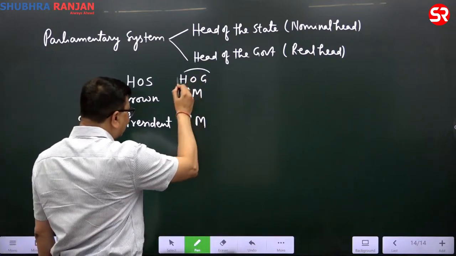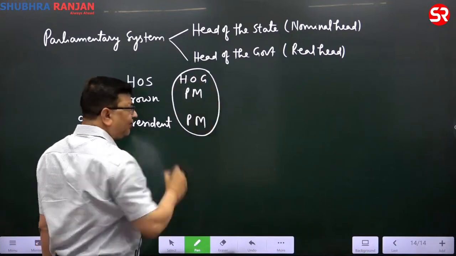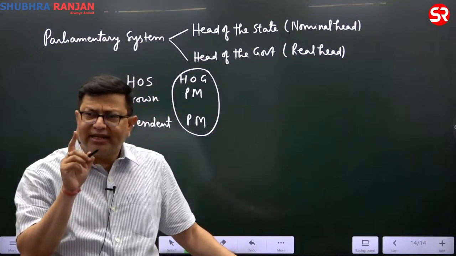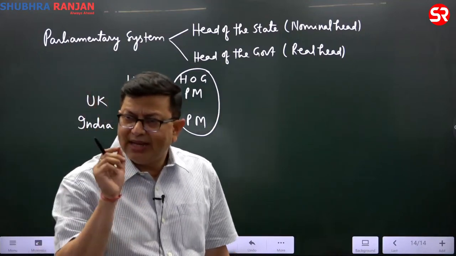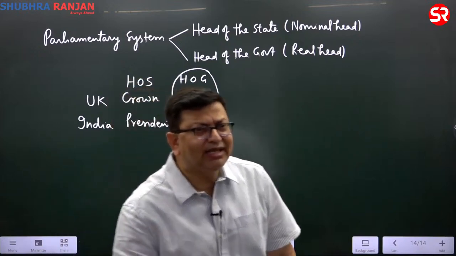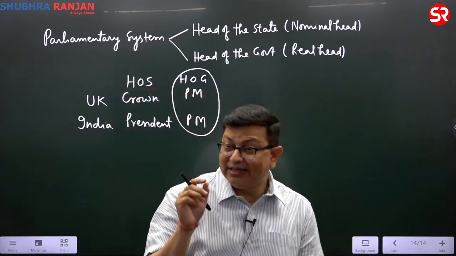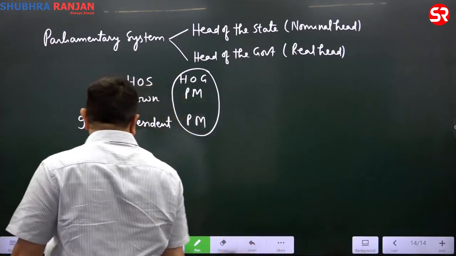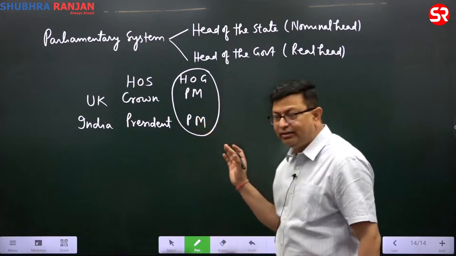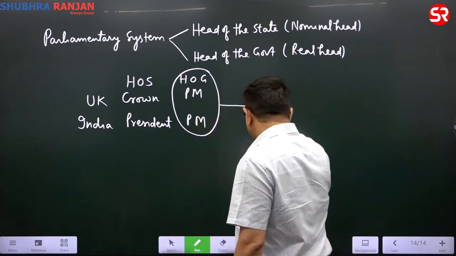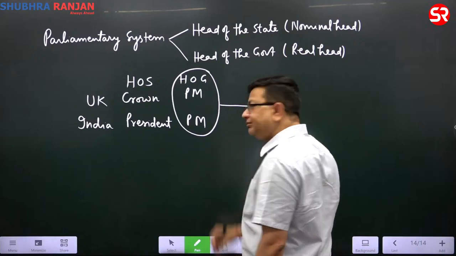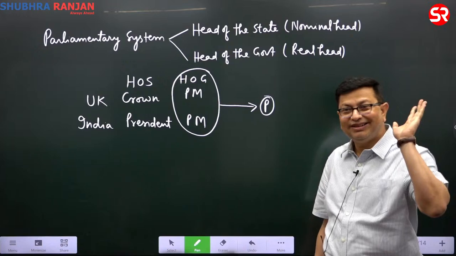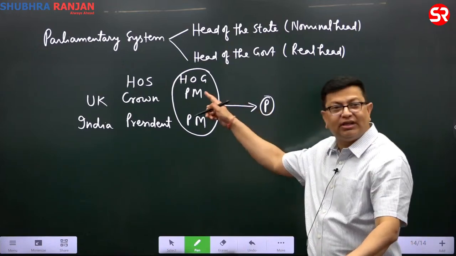Now, there can be a question in your mind that, sir, when the prime minister is the real head, why not prime ministerial system? Why is it termed as parliamentary system? Here, the prime minister, who is the real head, belongs to the parliament. He must be a member of the parliament. So the parliament provides for the head of the government.